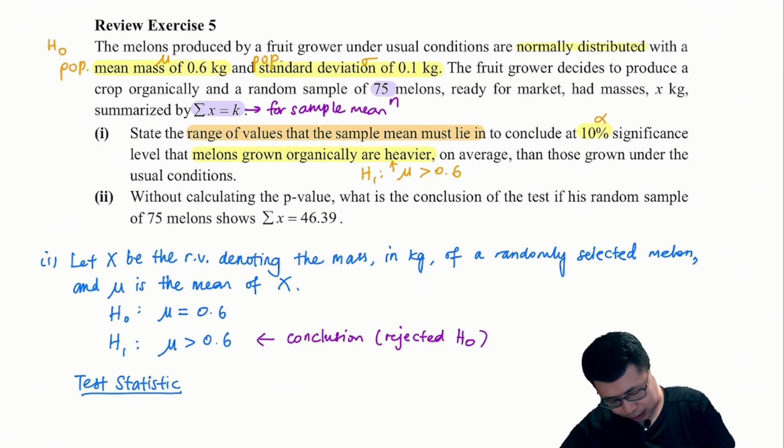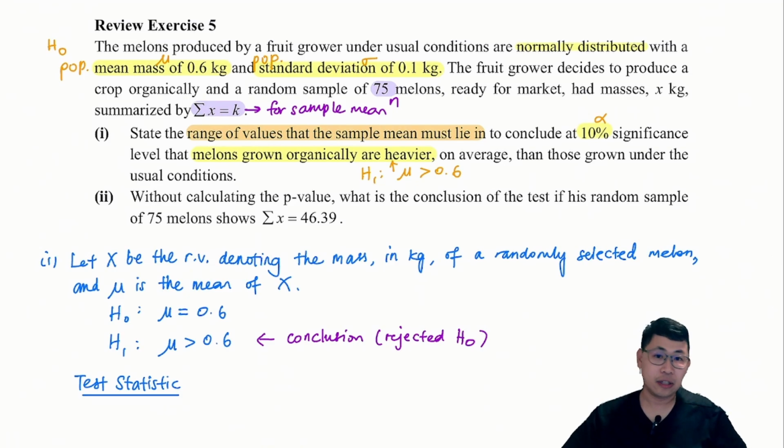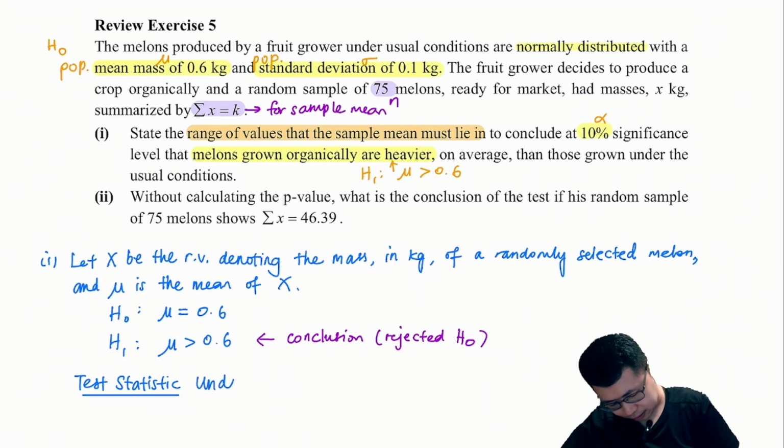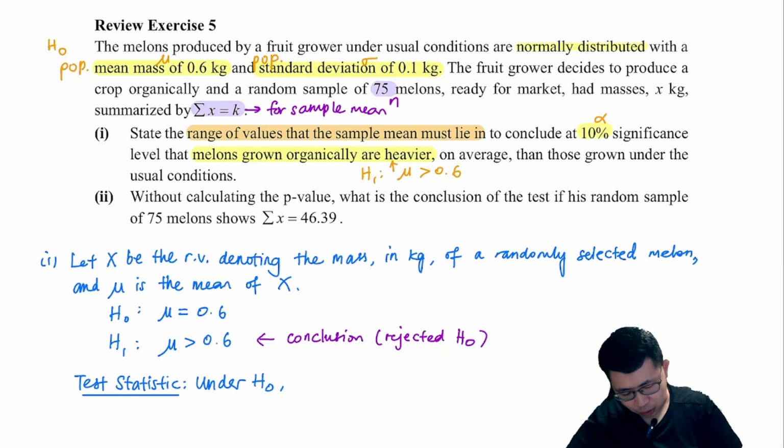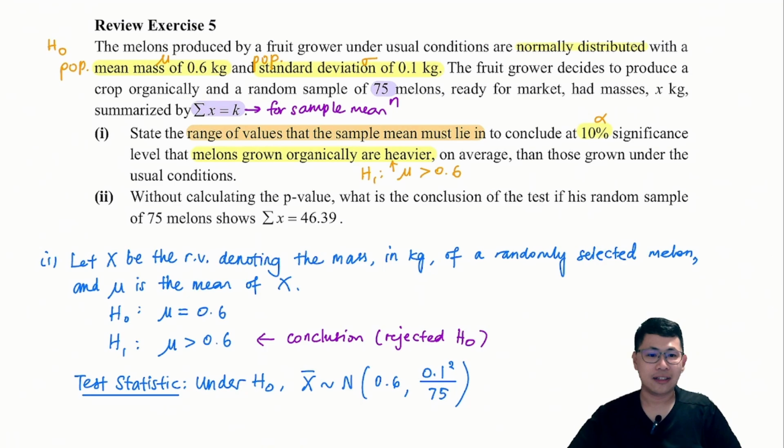Okay, because we are looking at the sample mean, we are going to need the distribution of the sample mean. Under the null hypothesis, because we already have very nicely the normal distribution for this quantity, we don't need to use the central limit theorem. We can just take this and do this. So this would follow a normal distribution with mean 0.6, the standard deviation over here is 0.1, so the variance we need to square, and n is going to be 75. Okay, just like that.